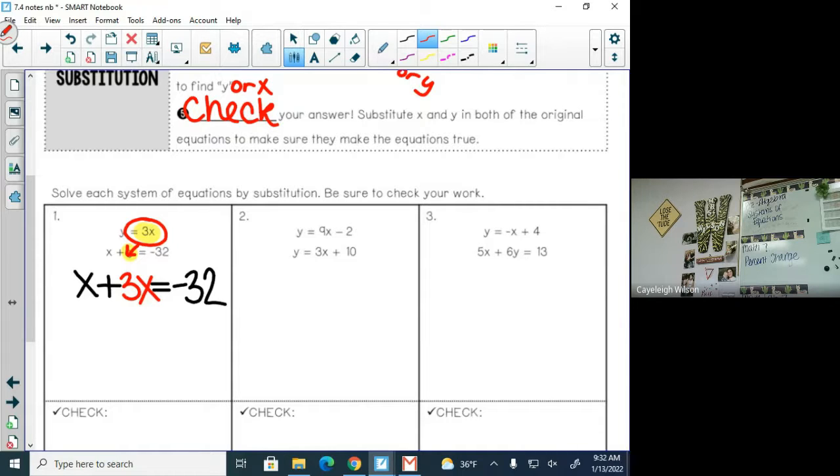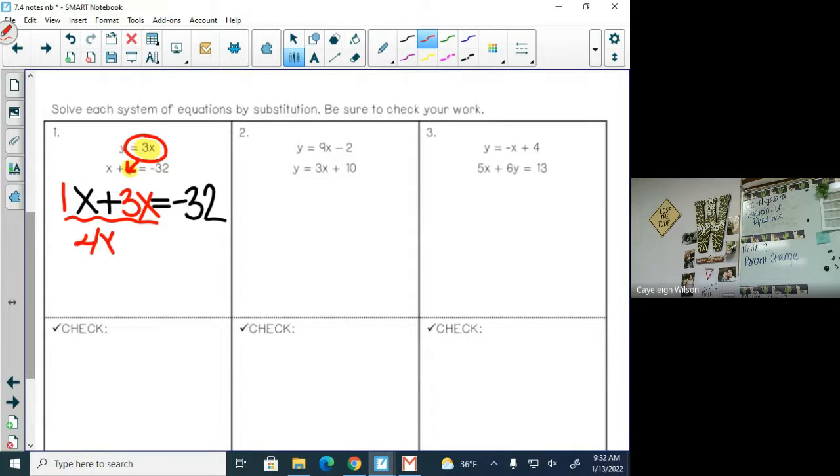So step 3 says you're going to solve that. So this is like a 1x. So 1x plus 3x is 4x equals negative 32. And then I'll divide by 4 to find what x is. So x equals negative 8. Now that is not the answer. Because the answer, how many variables do you have in these problems? 2. So that means you have to find both of them. You can't just find one of them. You have to find x and y.